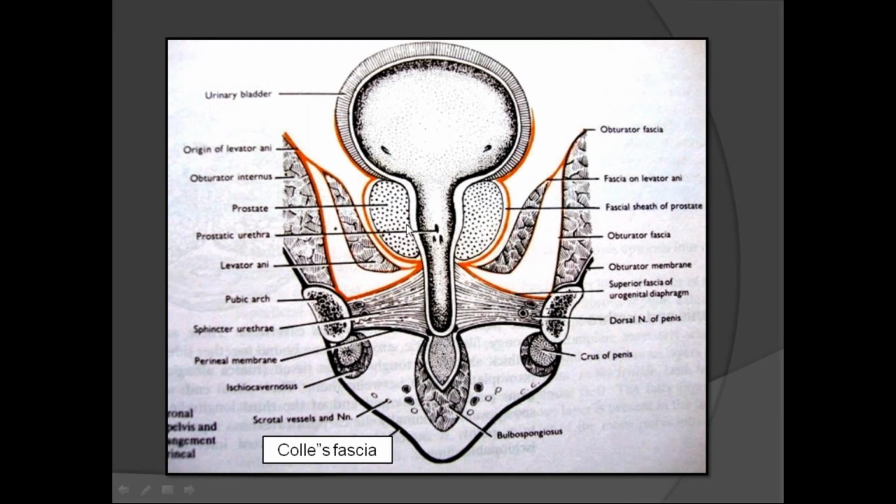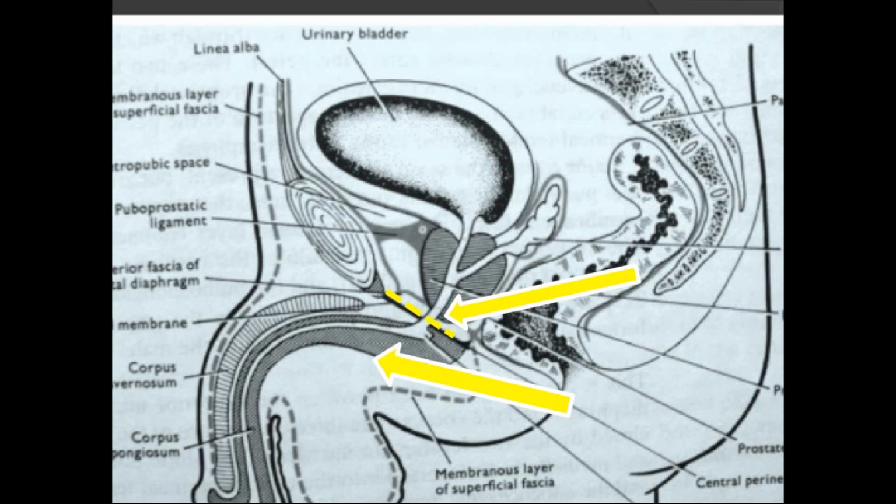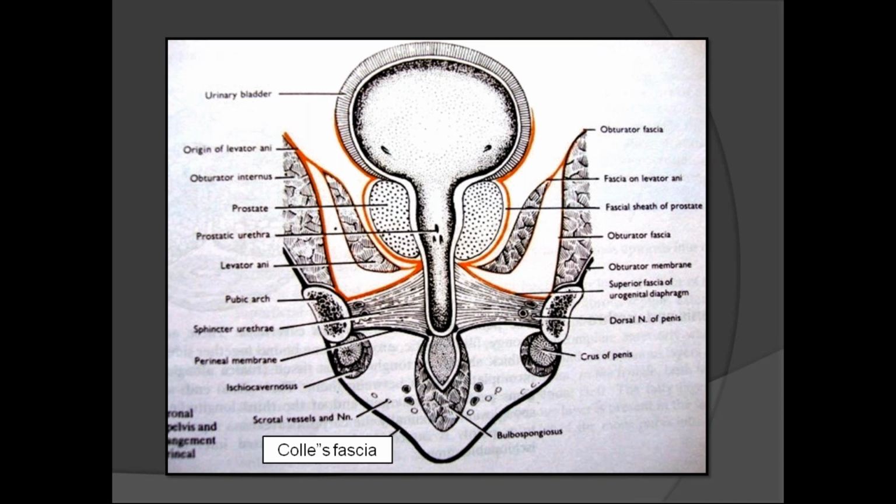Here the urinary bladder, prostate gland. Identify these are the cut sections of the ischial tuberosities. The black one is called Colles' fascia. Here is the perineal membrane, in black color. Below the perineal membrane, this pouch is called the superficial perineal pouch. Above the perineal membrane, this pouch is called the deep perineal pouch. The previous diagram is a sagittal section, and this diagram is a coronal section.